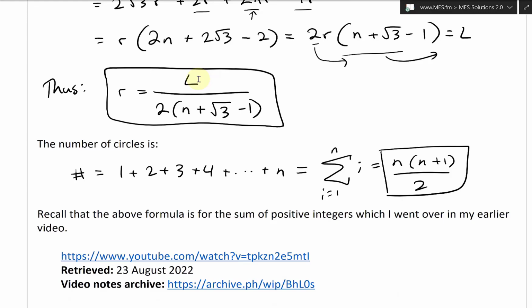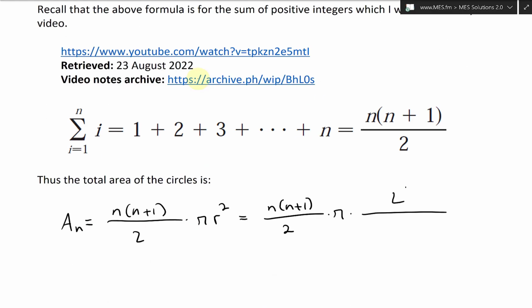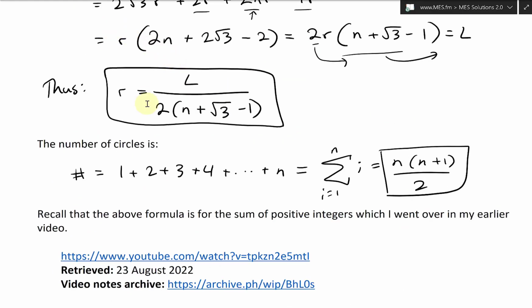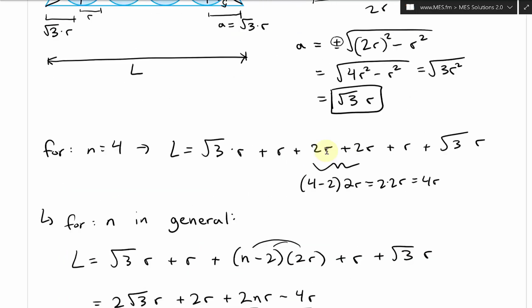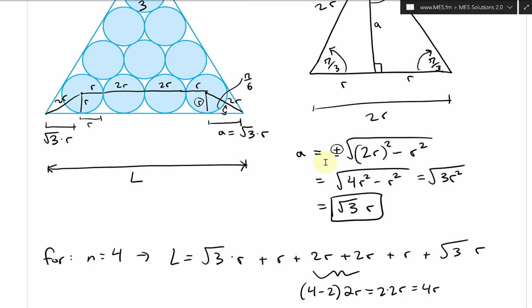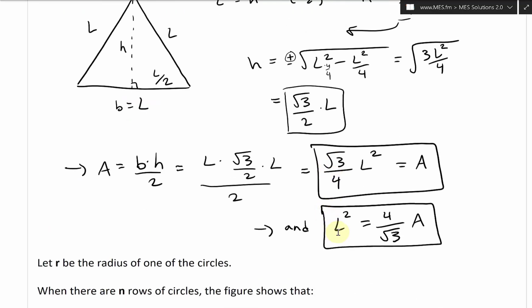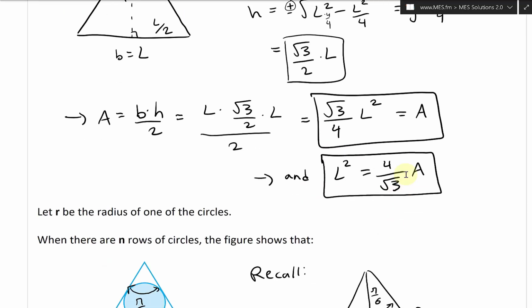So this, but then since we're squaring it, we'll put a square on every single one, and 2 squared is going to be 4. So this becomes 4 times n plus square root 3 minus 1, and then squared. And now before going any further, notice there's an L squared there. We know that L squared, we wrote that earlier in terms of A. So L squared equals 4 over square root 3 times A.